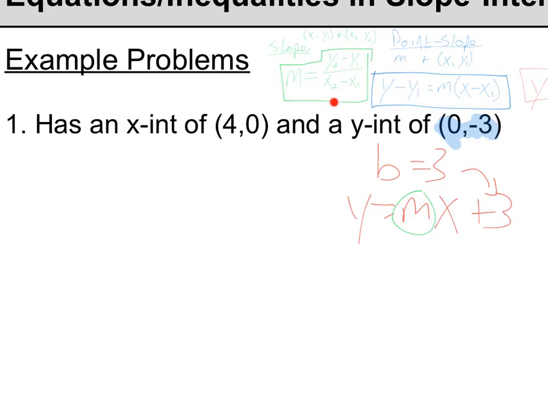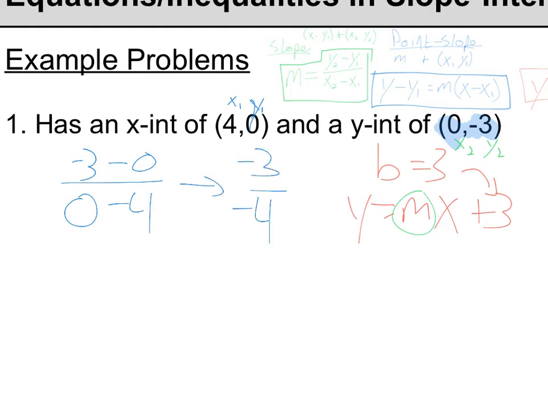Well, let's use our slope formula up here. The change in y's over the change in x's. My y2 value would be negative 3 minus my y1, which is 0, if I call this x1, y1. Oh, goodness, that's supposed to be y1. Over here, this would be x2, y2. So negative 3 minus 0, all over the change in x's, 0 minus 4. I would get negative 3 over negative 4. So my slope is 3/4.